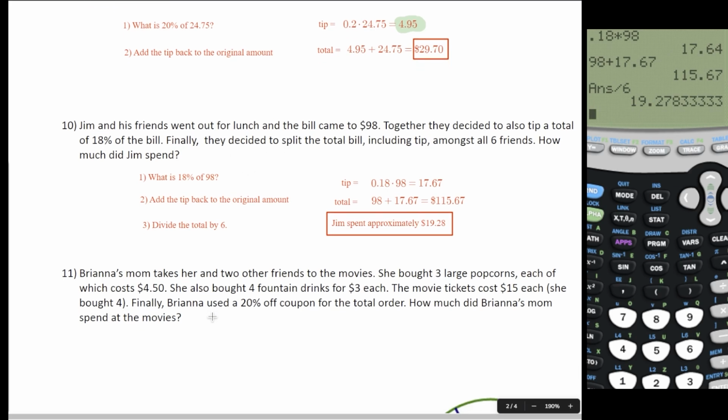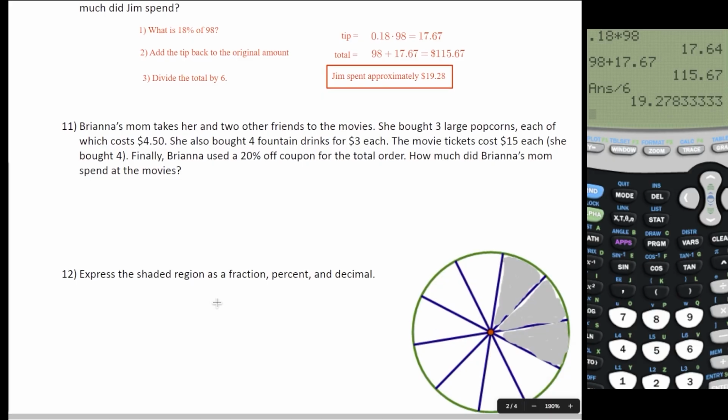Number 11. Brianna's mom takes her and her 2 other friends to the movies. She bought 3 large popcorns, each of which cost $4.50. She also bought 4 fountain drinks for $3 each. The movie tickets cost $15 each. And I guess she bought 4, obviously, because there's 4 people. Finally, Brianna used a 20% off coupon for the total order. How much did she spend?